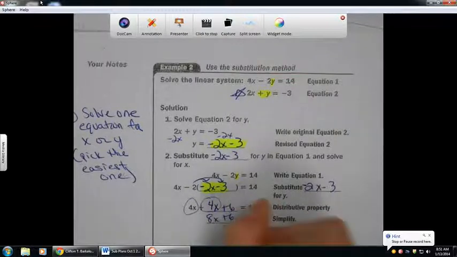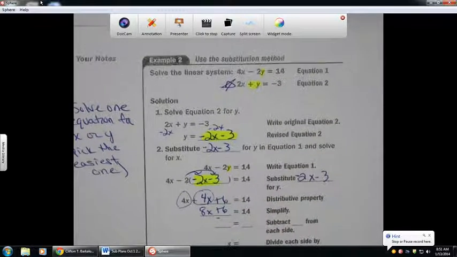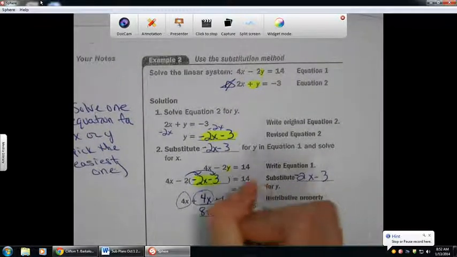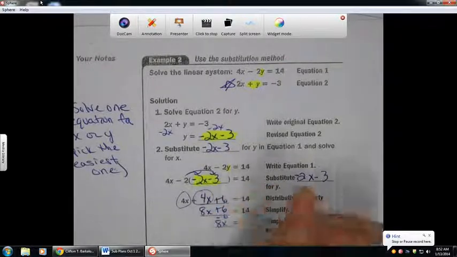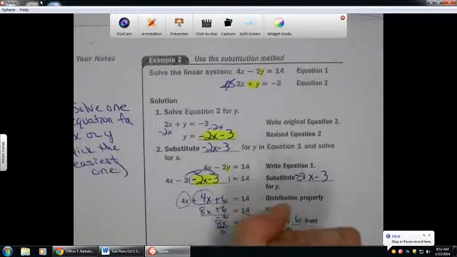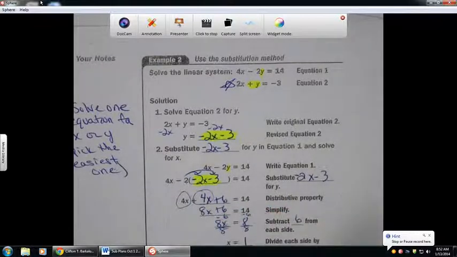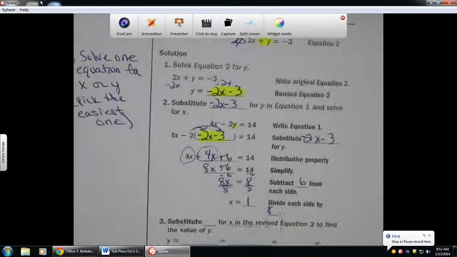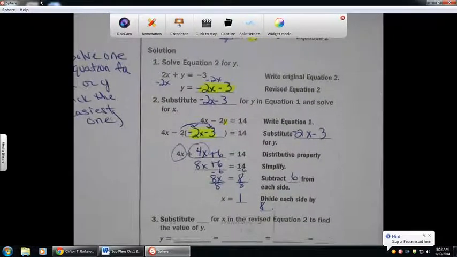And now we're going to solve for x. Subtract 6 from both sides. We have 8x equaling 8. Divide each side by 8. And we have x equals 1. What that means is, in your solution, the ordered pair, your x-coordinate is going to be equal to 1.